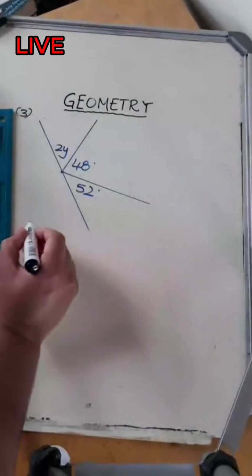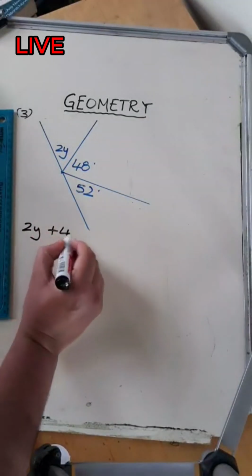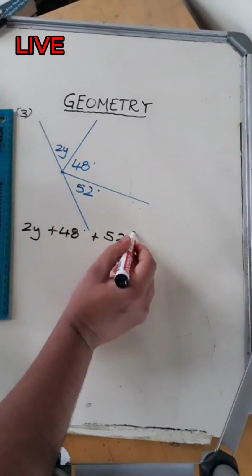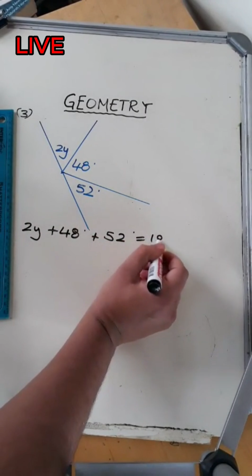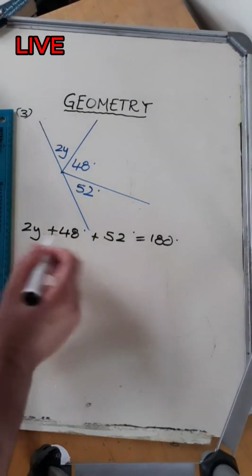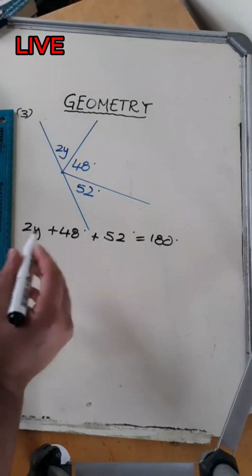So it's 2y plus the 48 degrees plus the 52 degrees. That's equal to 180. Who said so? Not me, the math says so, okay? The math says all the angles on a straight line is equal to 180.